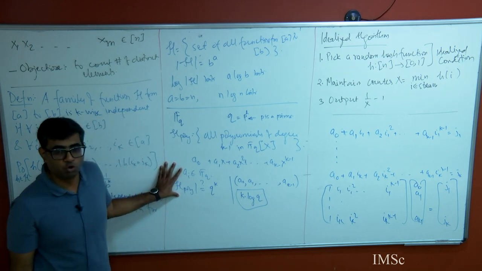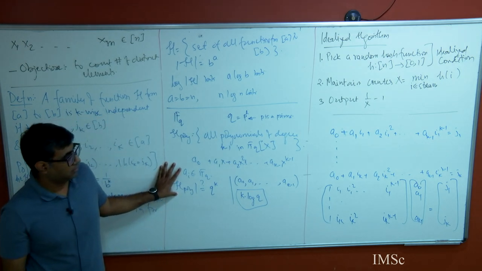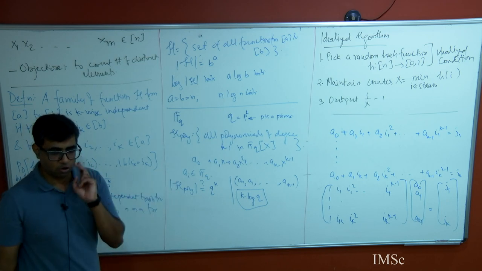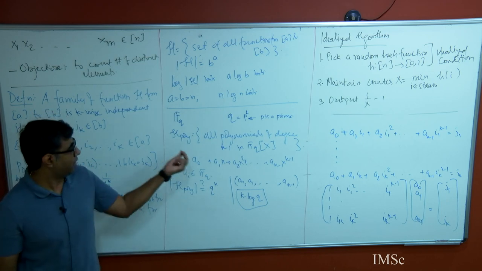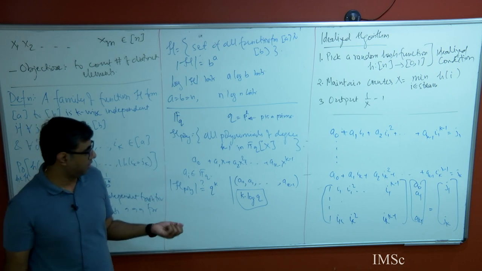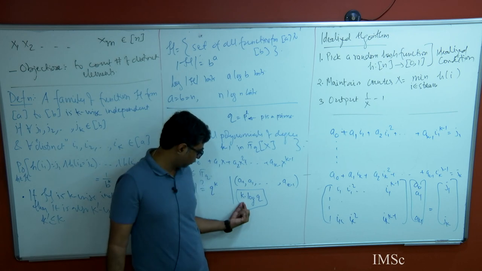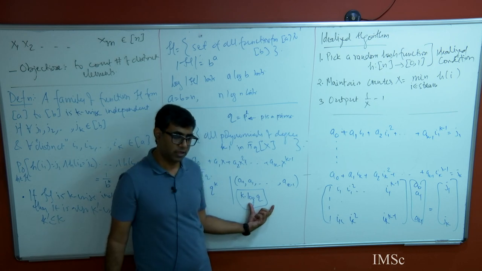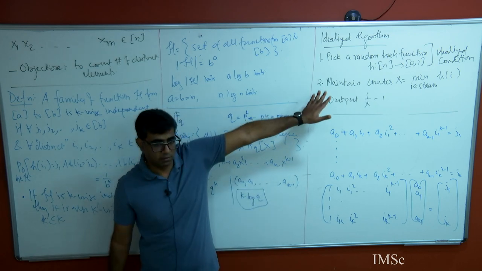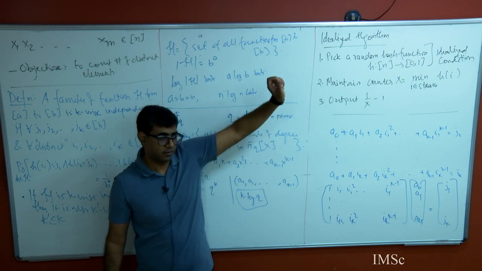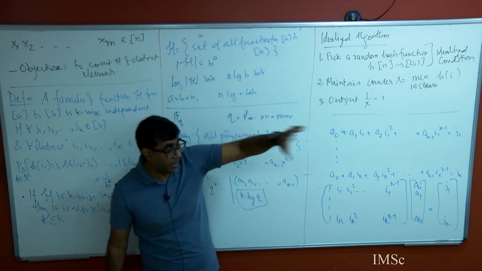So if I was looking for a two-wise hash function, two-wise independent hash function, how many bits do I need? Order log n bits, because 2 times log n, right? So we are going to implement this algorithm with two-wise independent random variables. And now, why are we going?